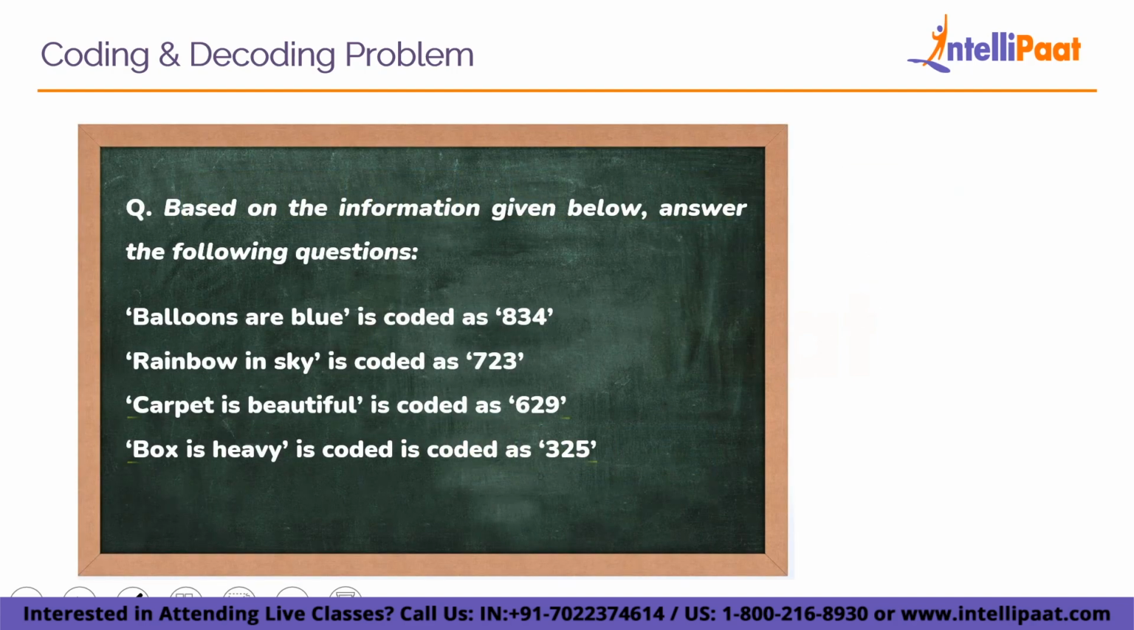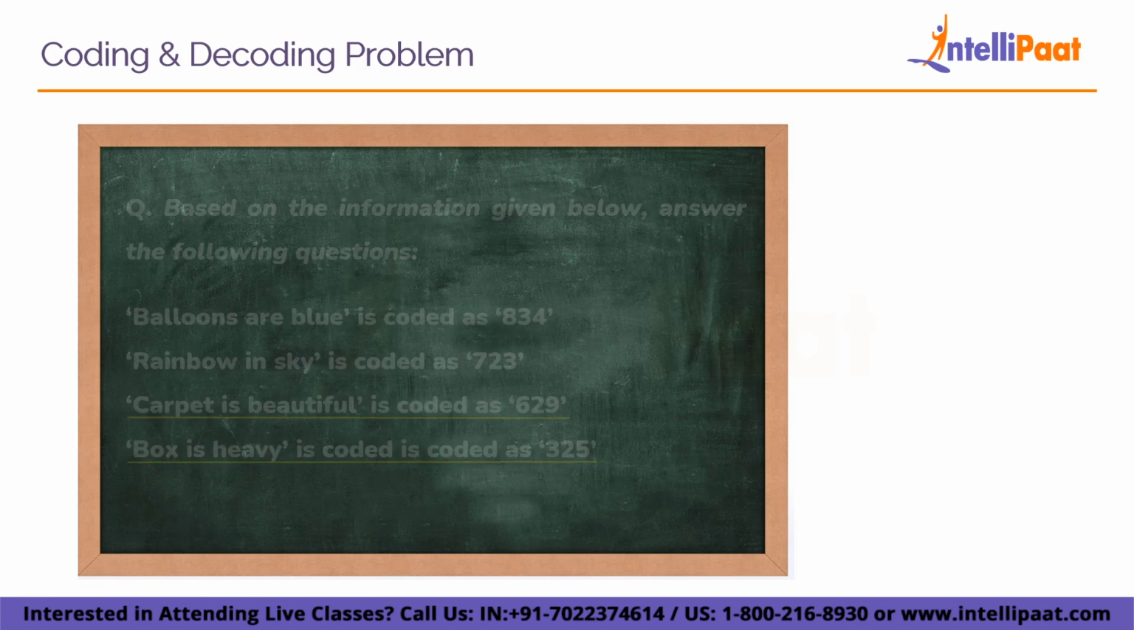So we have checked how "balloons are blue" is coded as 834, and "rainbow in sky" is coded as 723. In the same manner, if you see "carpet is beautiful", you will get to know why it is coded as 629. Carpet has 6 letters, is has 2 letters, beautiful has 9 letters, and that's how it is coded as 629. And in the same manner, "box is heavy" is coded as 325.